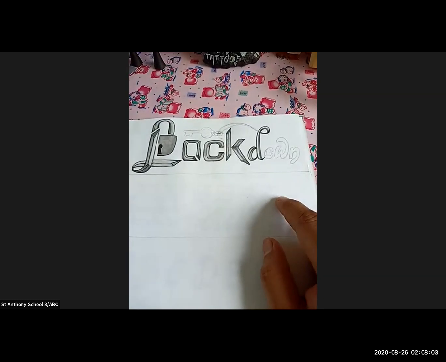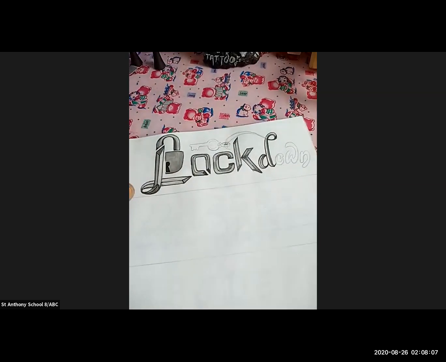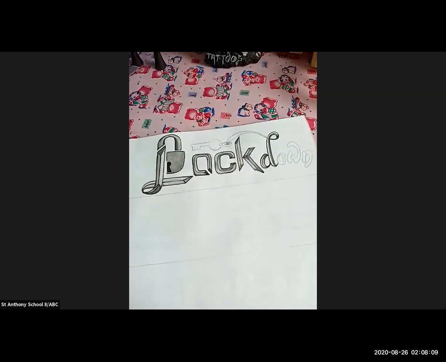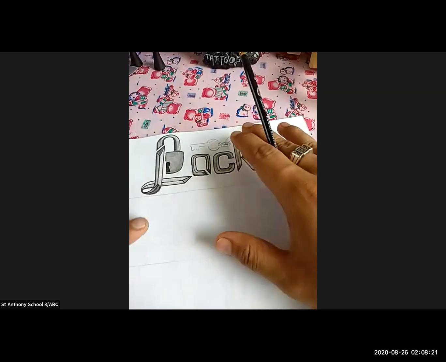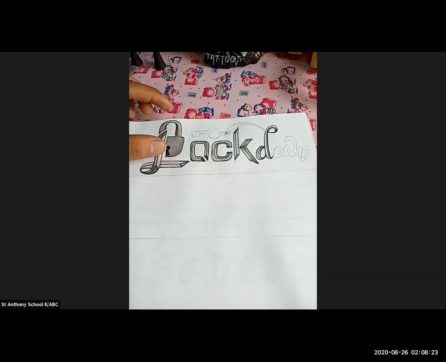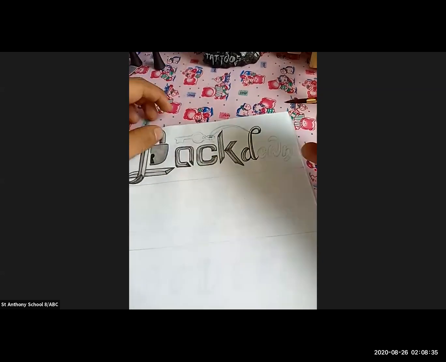Very good, Akansha, very nice. So just pay attention to this. This is something like I've done the word lockdown, so you also have to write the word lockdown. You have to do it in your own style. This is my own style which I have done. I've written the name lockdown, and I'm coloring it with my own color scheme. So you also have to choose, and you can also do it in this way.